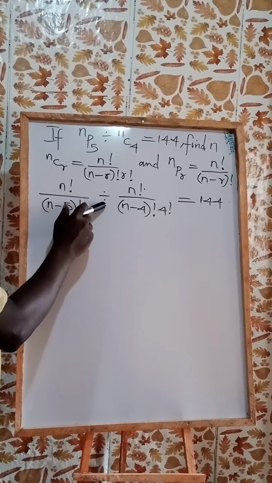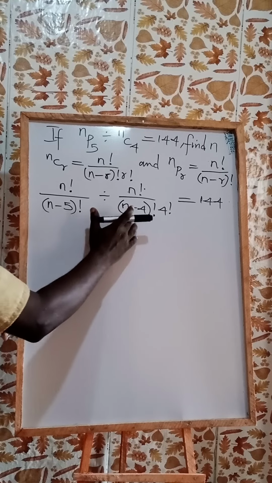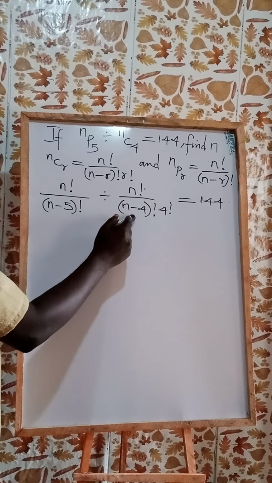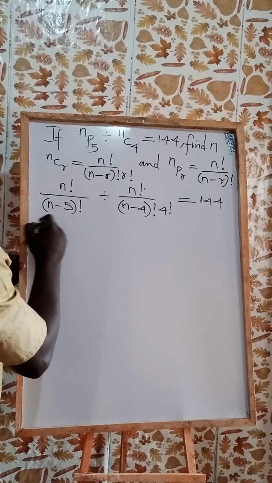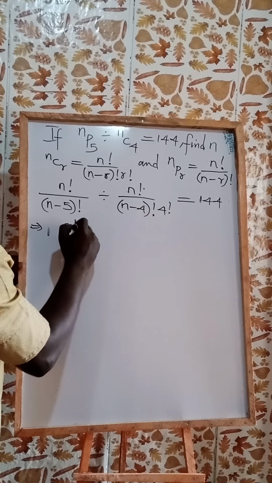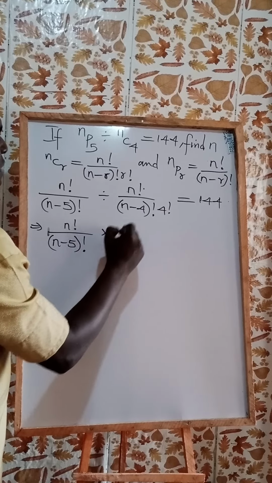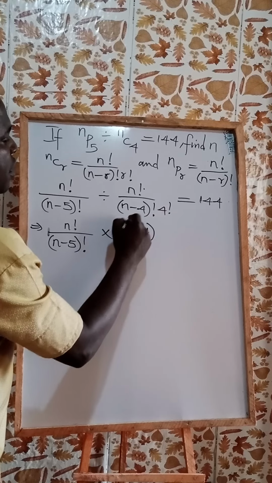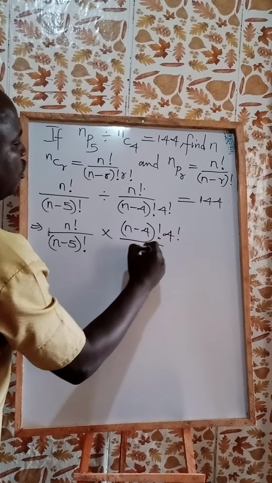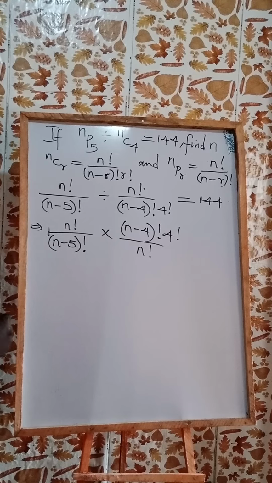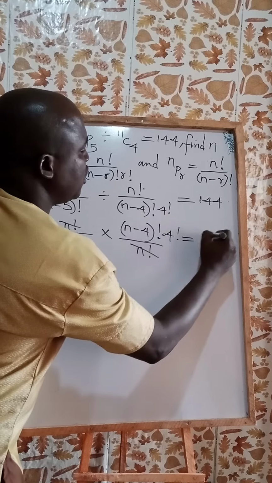We need to change this division sign to multiplication sign. For us to do that, the numerator of this side will become denominator, while the denominator will become numerator. So this implies n factorial all over (n minus 5) factorial, times (n minus 4) factorial times 4 factorial all over n factorial. The n factorial, we cancel the n factorial. Don't forget, everything is equal to 144.